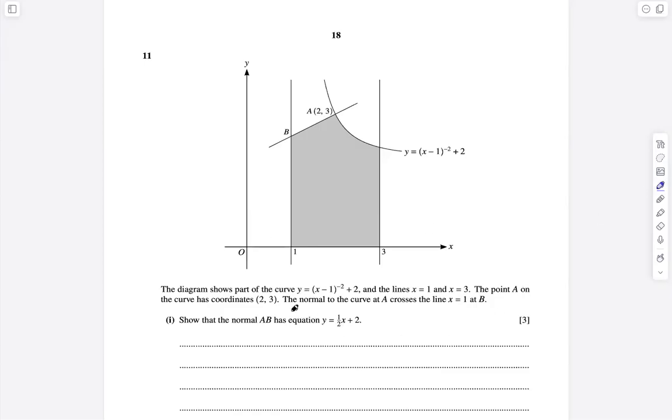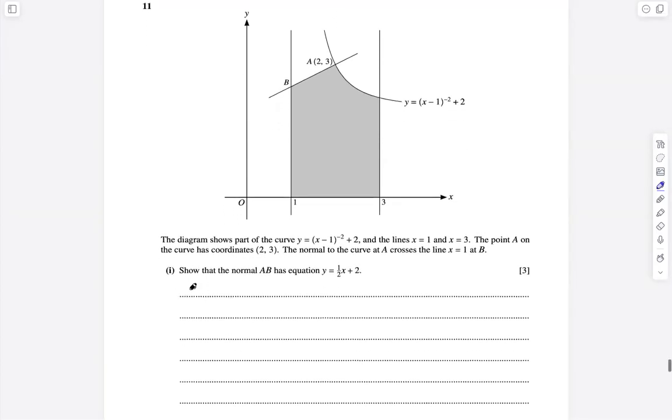Now, to find the equation of the normal, we'll first have to find the gradient of the normal. For that, first, we'll find the dy/dx of the curve. So the dy/dx of the curve will be equal to, we'll multiply minus 2 by the coefficient, so that will become minus 2 into (x minus 1) to the power minus 3, multiplying it with the derivative of x minus 1, which is 1. And the derivative of 2 will become 0. So the dy/dx can be written as minus 2 upon (x minus 1) whole cube.